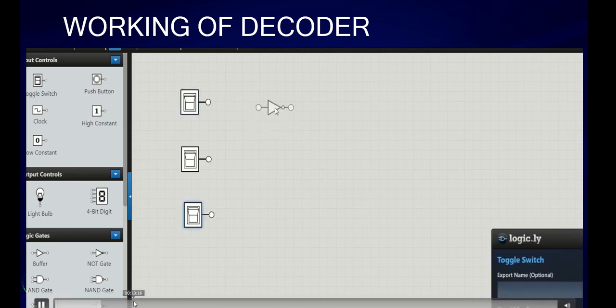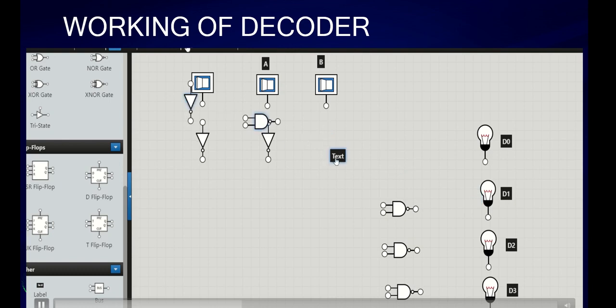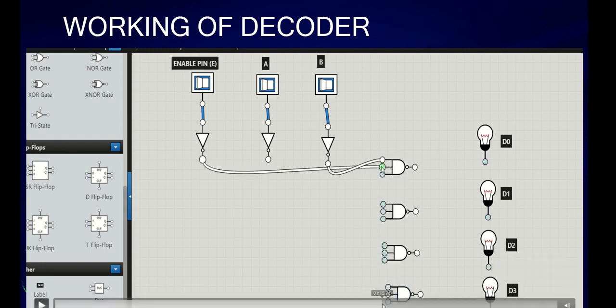We'll be requiring 3 toggle switches, 3 NOT gates, 4 NAND gates and 4 bulbs to represent the outputs. This is labeled as the enable pin. This is A, this is B, and these are D0, D1, D2 and D3. We will give the connections: the enable pin is connected to a NOT gate, A is connected to another NOT gate and B is also connected to another NOT gate. B's NOT gate will be connected as the input of the first NAND gate, and all the connections will be done.